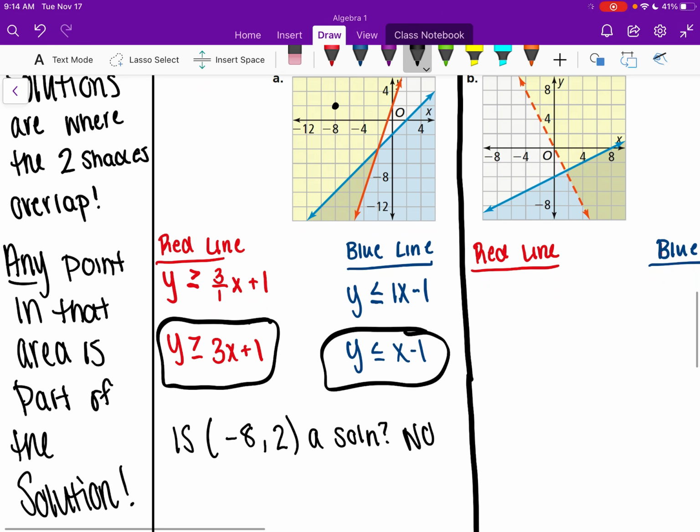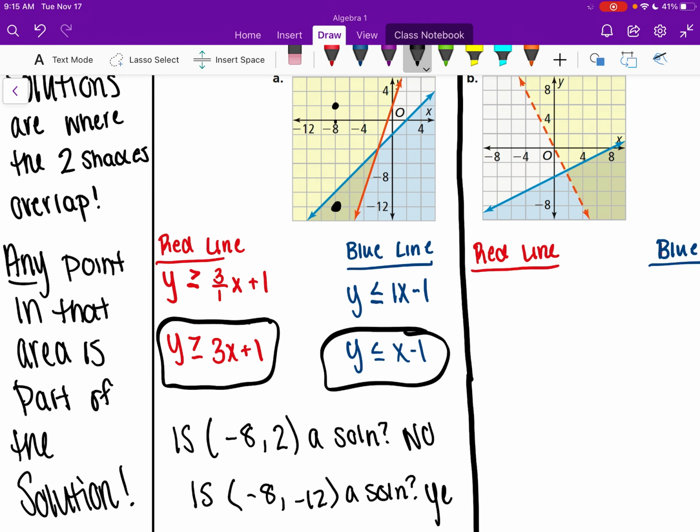What if we said, is (-8, -12) a solution? Where x is -8, y is -12, and that's right down here. That is in the overlap, so yes, it would be. That's how we can practice solutions, is knowing that all of the points in this overlap, if it lies in this overlap, it's a solution.